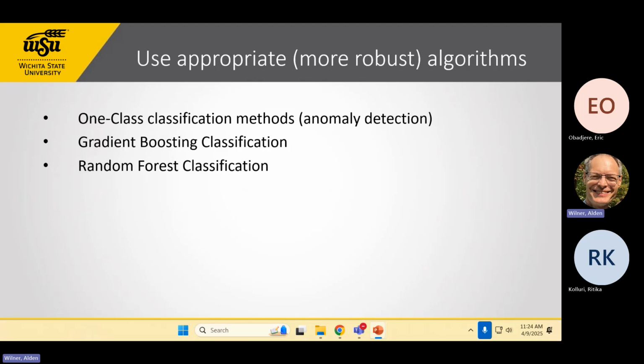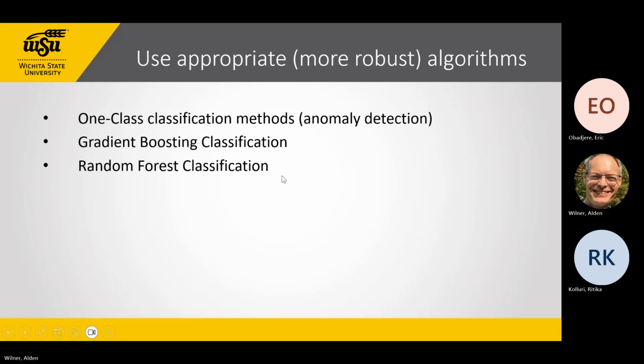So some of these more robust algorithms: one class classification, anomaly detection, gradient boosting classification. And we're doing a classification task where we're looking to find where things change. And we're looking for that gradient there, right? We haven't got into this algorithm very much in this class, but we did get into random forest.